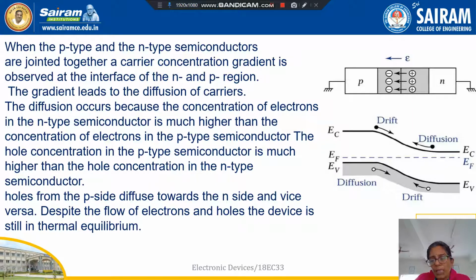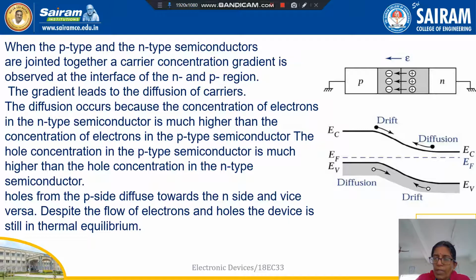So when a P and N are brought together, diffusion of charge carriers takes place due to the concentration gradient. That is, there will be a rate of change of concentration of the charge carriers on the two layers, and when they are brought together they will try to equalize. That is, the holes in the p region will try to move towards the n region, and similarly the electrons from the n region will try to move towards the holes.